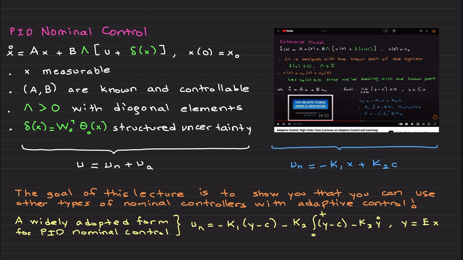And PID is so popular a method that also gives some level of robustness to uncertainties. So let's use PID nominal control with adaptation.